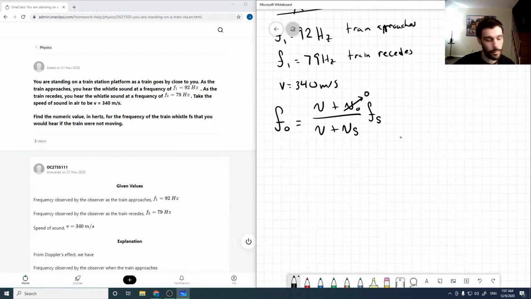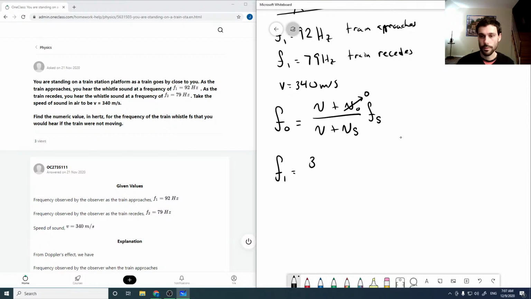As the train approaches us, our F1 is just going to be 340 meters per second over 340 meters per second minus the speed of the source. So it's approaching us, so we subtract the source speed, as that appears to reduce the speed of the wave.